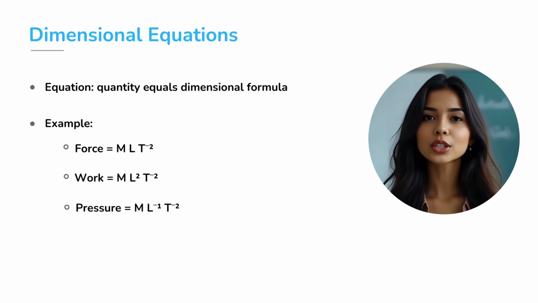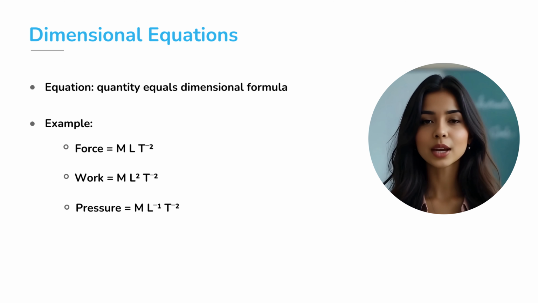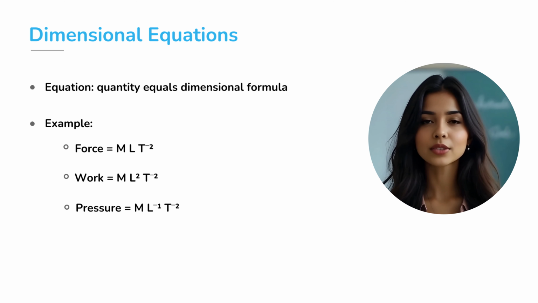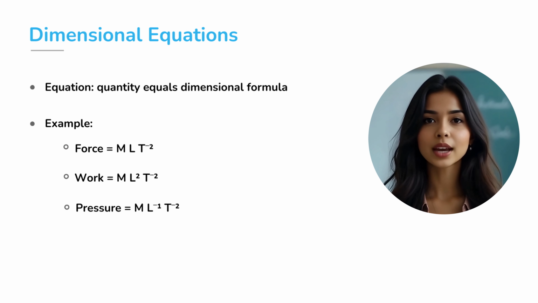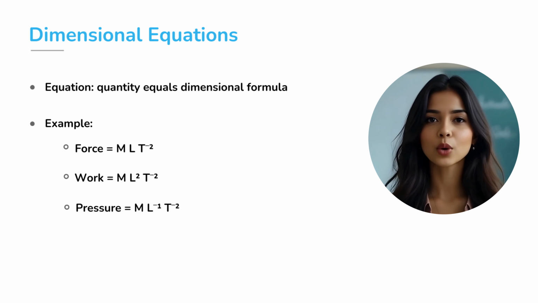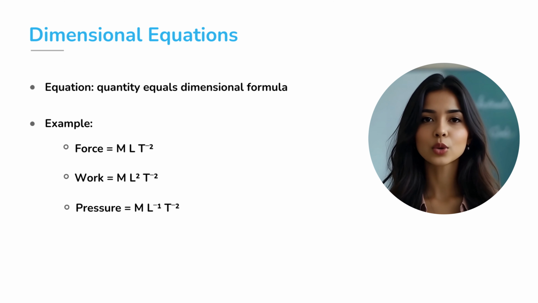A dimensional equation is formed when we equate a physical quantity with its dimensional formula. Examples. Force. F equals m times L times t to the power -2, written as F equals dimensional formula M L T to the power -2. Work. W equals m times L² times t to the power -2. Pressure. P equals m times L to the power -1 times t to the power -2. This gives a standard way to test or verify physical relationships.